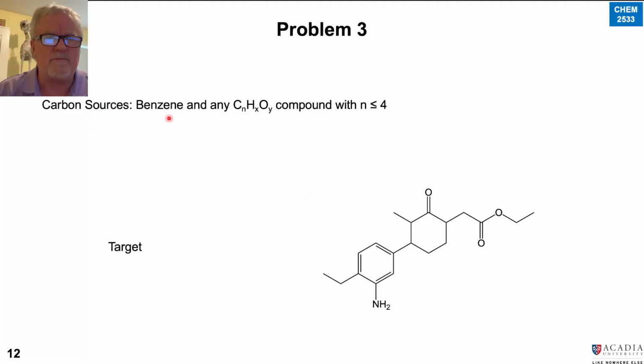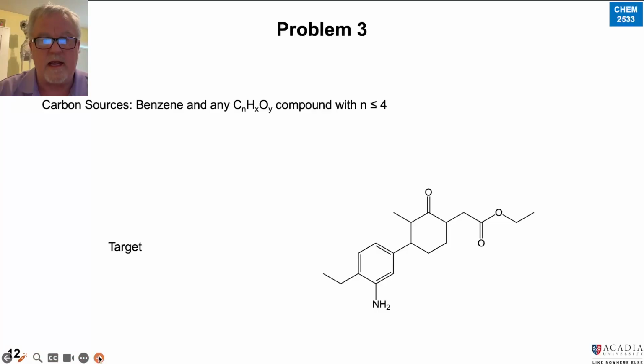Our carbon sources are benzene and any hydrocarbon or anything with C, H, and O, with N less than or equal to 4. So basically, we're limiting ourselves to 4-membered rings. I forgot to mention that you could use an amine in here too. Now, these are our carbon sources, so we can use anything else, but these are the things that have to show up in the molecule.